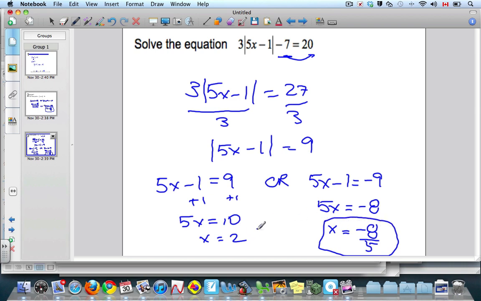And so that's quite a common scenario, that when you have absolute value, there are 2 answers, and they're both correct. Make sure you bring these notes to class, both these equations solved out, so we can check them.